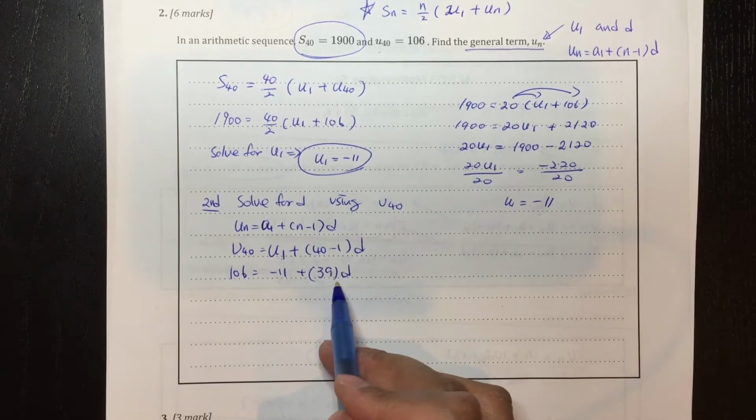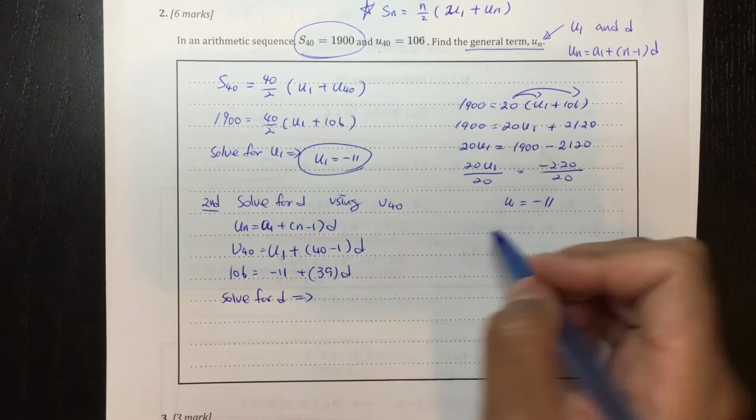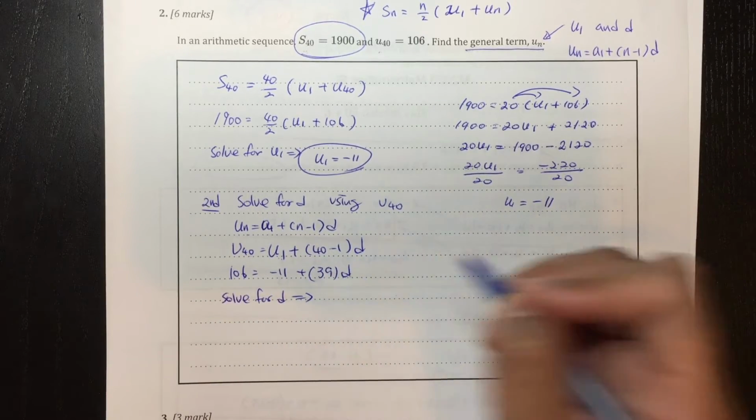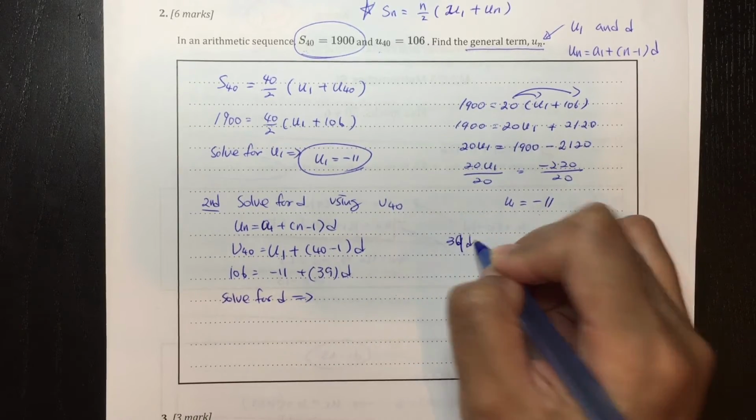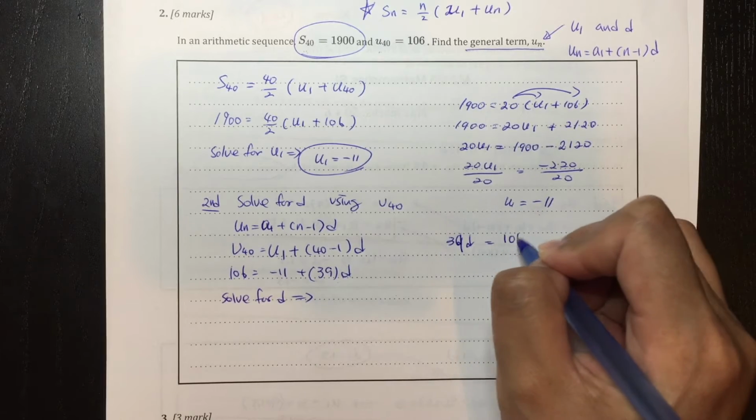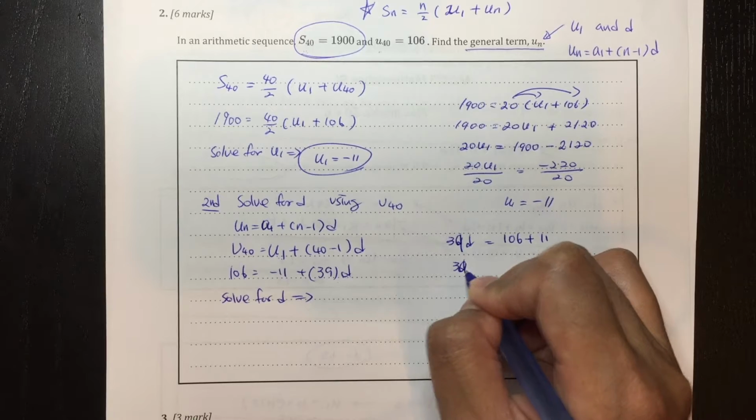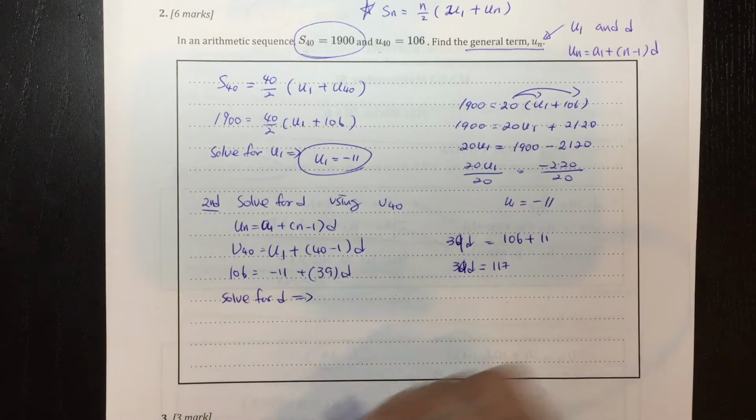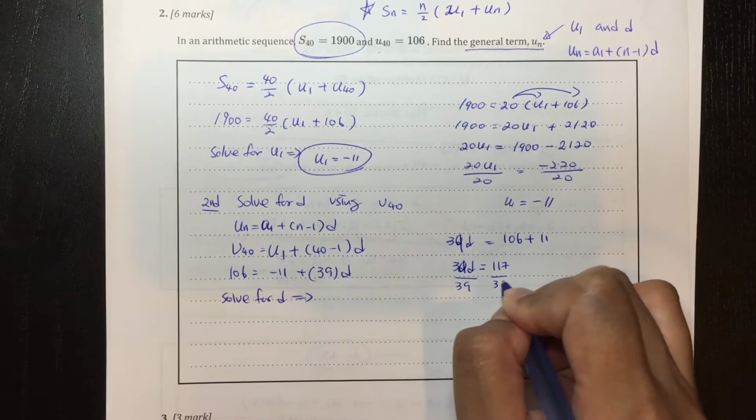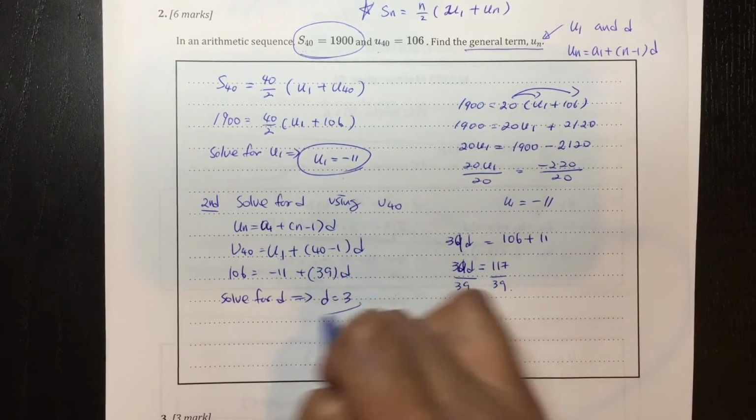Okay, now we're going to solve for d. We can rearrange this equation, right? So 39d equals 106 plus 11. 39d equals 117, and we divide each side by 39, then we can calculate d as 3. So we got the U1 value and the d value.